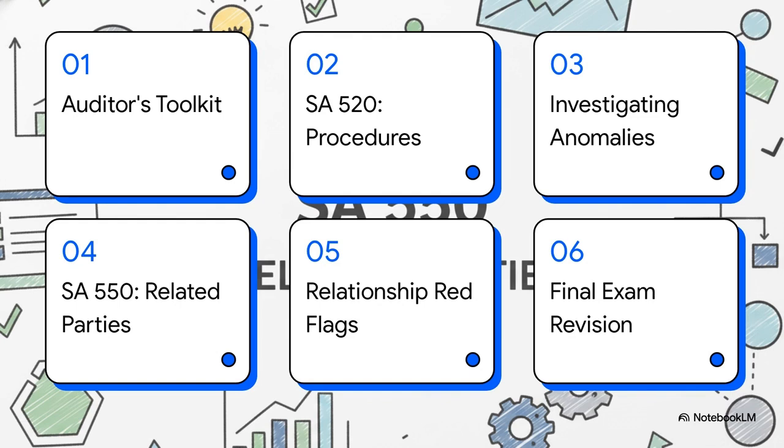First, the Auditor's Toolkit. Second, SA 520 Analytical Procedures. Third, Investigating Number Anomalies. Fourth, SA 550 Related Parties. Fifth, spotting relationship red flags. And finally, number 6, your final exam revision.